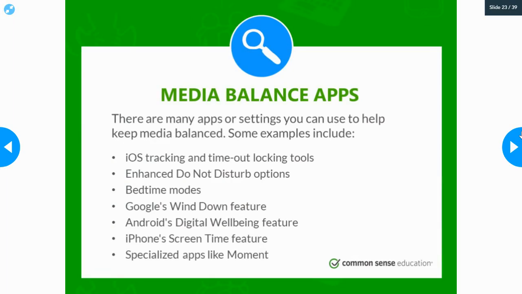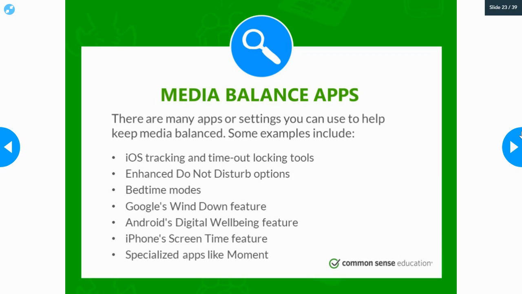All right, so media balance for apps. There are many apps or settings you can use to help keep media balanced. Some examples include iOS tracking and timeout locking tools. So your phone can actually track what you're doing and lock out certain things at certain times of the day. You can enhance do not disturb options.